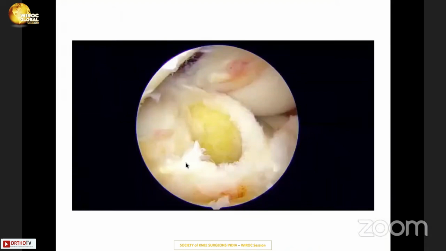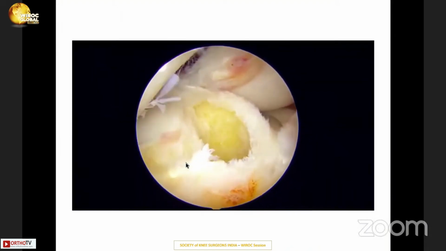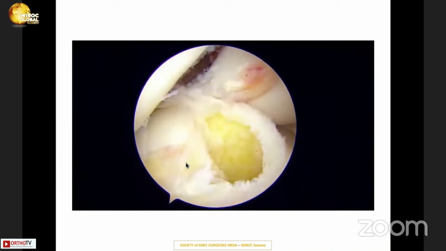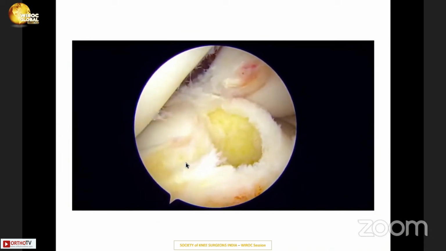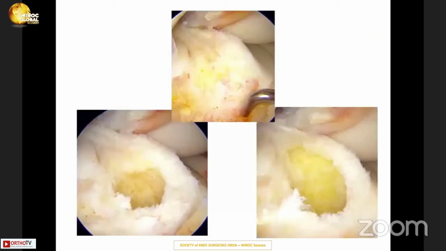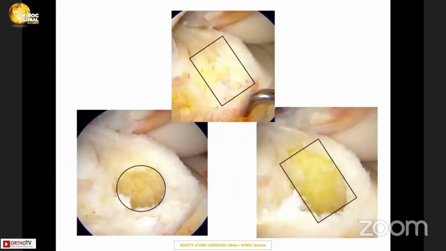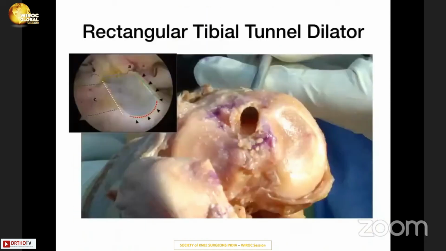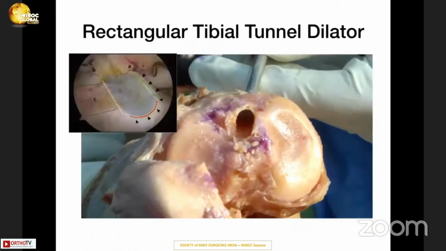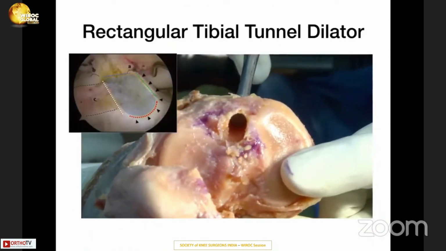So once you finish your tunnel dilatation, you will see the shape of the footprint completely changed from circular to somewhat rectangular, covering more of the native footprint on the tibial side as well. Now the question comes about which kind of graft will fit well into this tunnel. Actually, you can use bone patella tendon bone, but then you'll have to do a lot of carpentry to fit it. So I thought, why not use a different graft. Before I go to the graft philosophy, the same thing I have done on the cadaver.